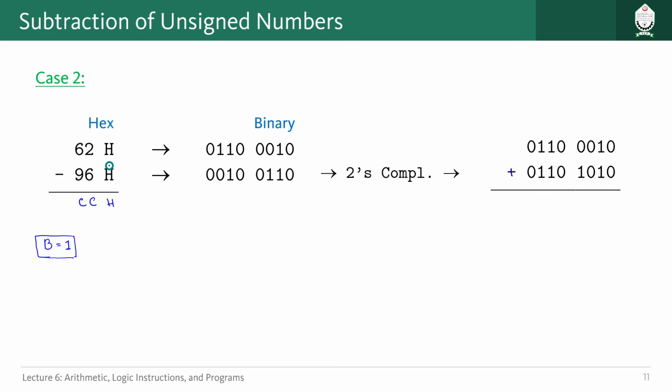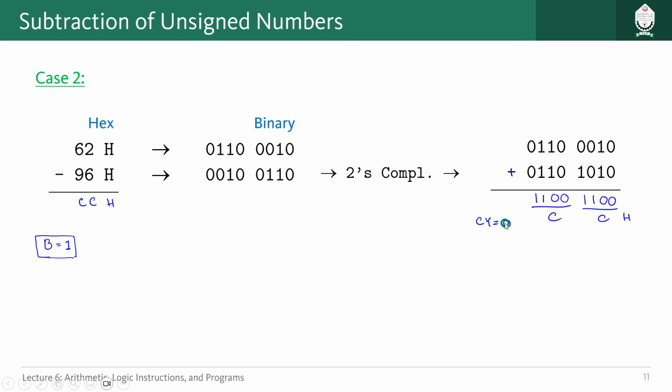Now let us look at the next case. Here also we are going to take the binary form, then take the 2's complement of the subtrahend. We get this value. We are going to add the two values. So the result should be 0, then again 0. This should be 1. Then this value should be 1. Then this is again 0, 1 1 0, 1 1 1 1 1. So this is C and this is again C, right? So we are getting CCH, and here the value of carry flag should be 0.